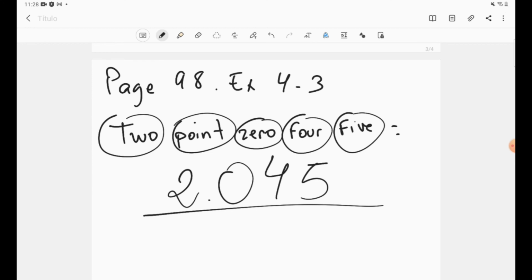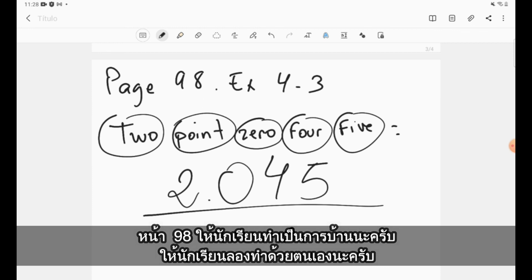Okay, so now you can do page number 98 as homework. Okay, there are still some exercises I didn't do for you, so now you can try to do them by yourself.